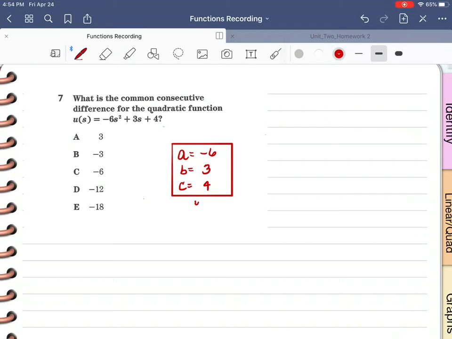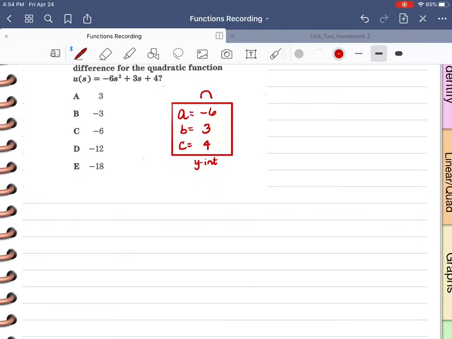So this is the y-intercept, and this tells me that my parabola is frowning. That's a negative number. But that's not the question. They want us to calculate the consecutive difference at its common level, so that's going to be 2. It's a second degree equation.